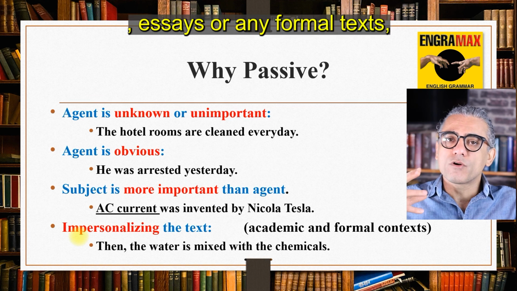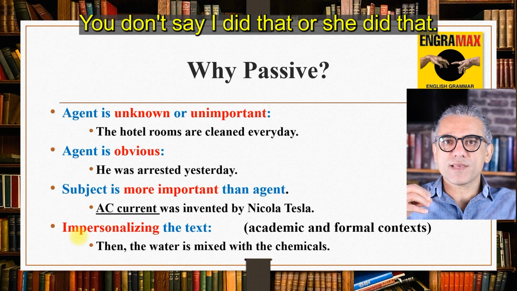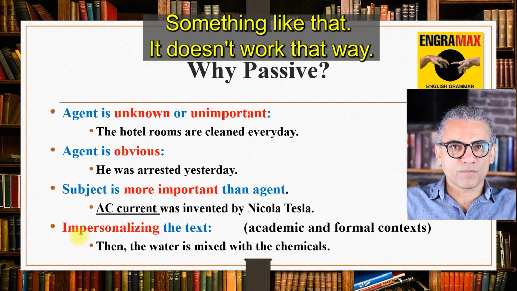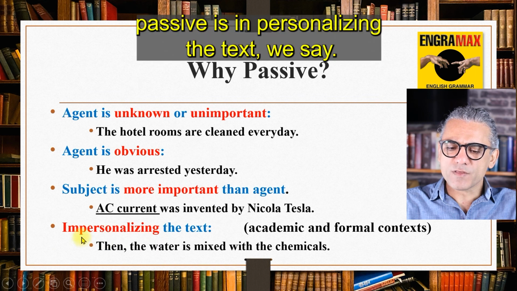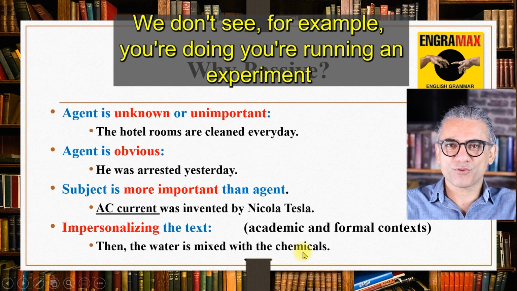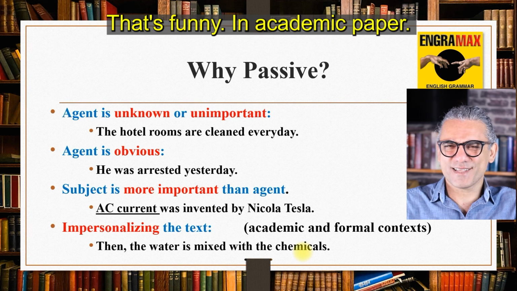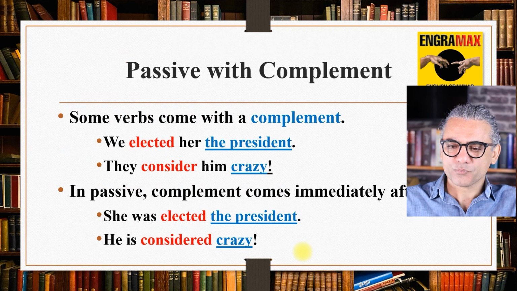Essays and formal texts must be impersonal. You don't say "I did that" or "she did that." It doesn't work that way. So one of the main uses of passive is impersonalizing the text. We say, "The water is mixed with the chemicals." We don't say, for example, if you're running an experiment in the laboratory, "I mixed the water with the chemicals." That's funny in an academic paper. So you say, "This chemical was mixed with the other chemical," and so on.